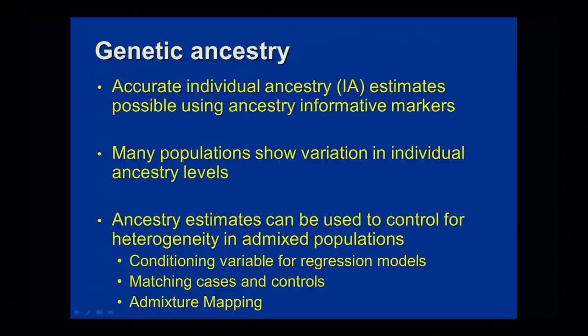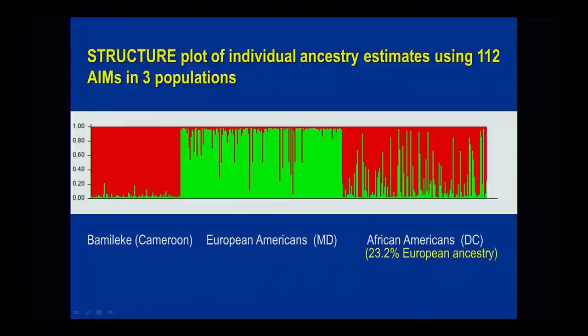These estimates can be used to control for heterogeneity in admixed populations in our genetic association studies, matching our cases and controls, and then also admixture mapping. This is just a plot using structure. Joanna mentioned structure as a program used for estimating ancestry. On this x-axis are individuals, and this is the proportion of ancestry.